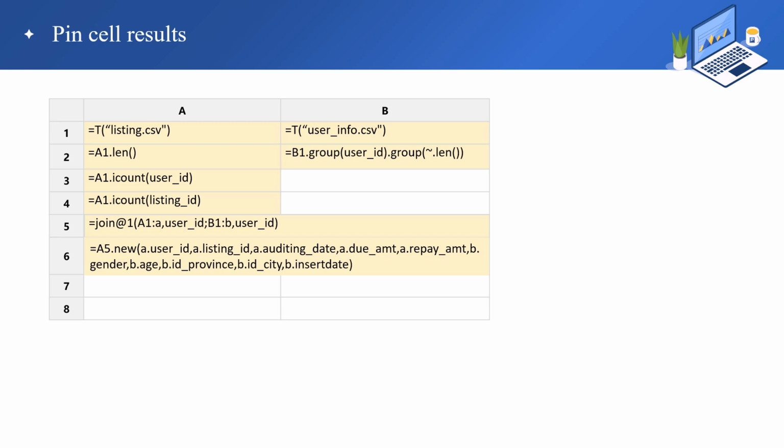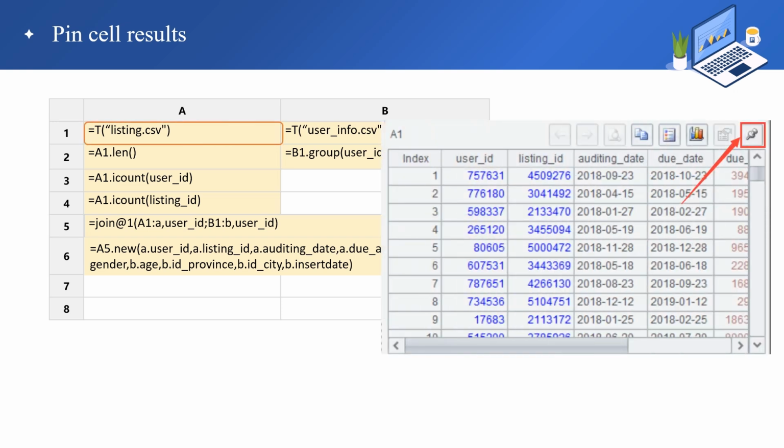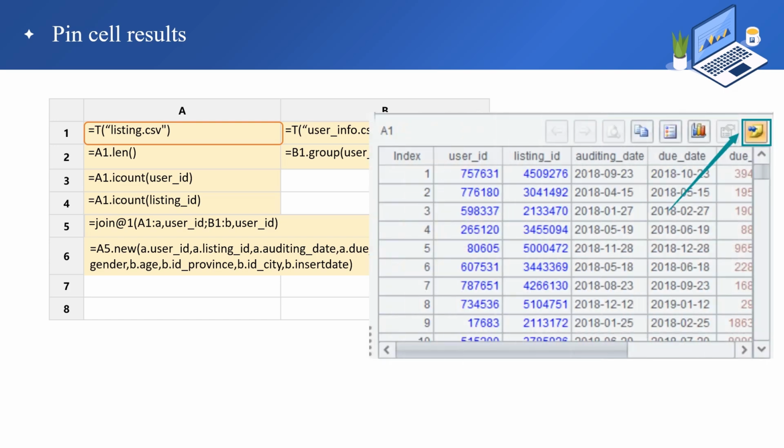esProc also provides the function to pin the result of a certain cell. For example, clicking on cell A1 and then clicking on the icon at the top right corner of the data in A1 will change the icon's status to this. At this point, no matter which other cell you click on, the result panel will be pinned to the result of A1. If you want to unpin, just click on the icon again to return to its original state.